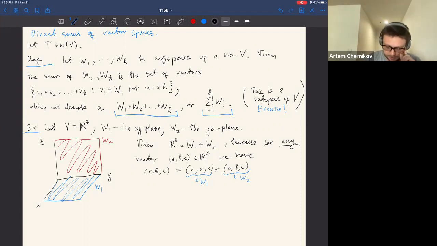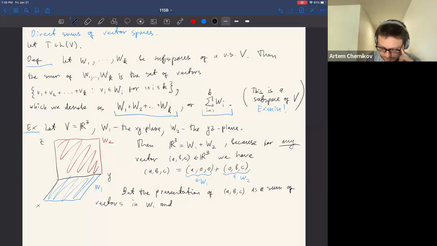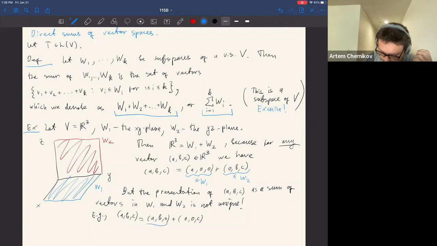So note, however, that this presentation is not unique, okay? The presentation of ABC as a sum of vectors in W1 and W2 is not unique. Okay, there are multiple ways to write the same vector in this form. Like, for example, we have that ABC can also be written as A, B, 0 plus, let's say, 0, 0, C, right? So you see this is different from the first way to write it, okay? So even though there is always a way to write every vector in the space as a sum of two vectors from the corresponding subspaces, there might be more than one way to do it, okay?